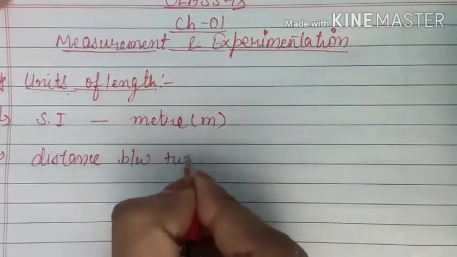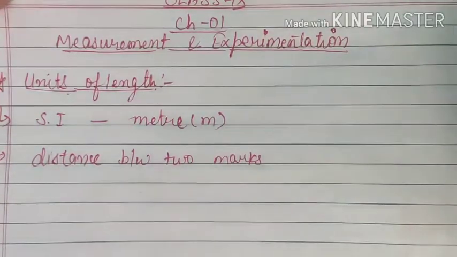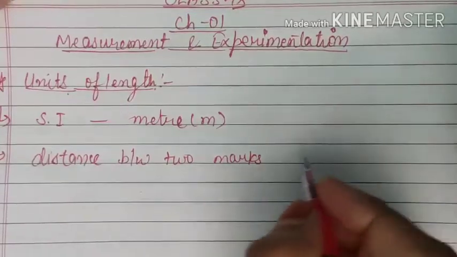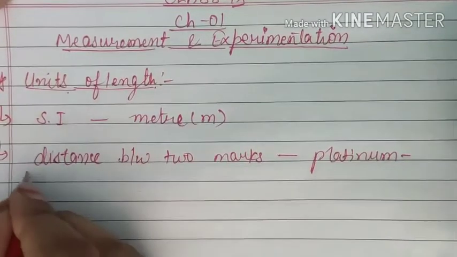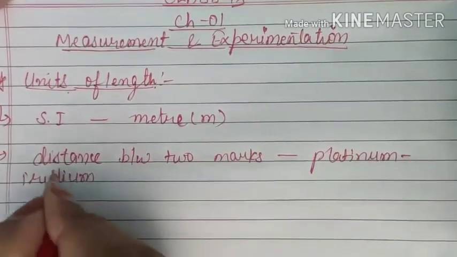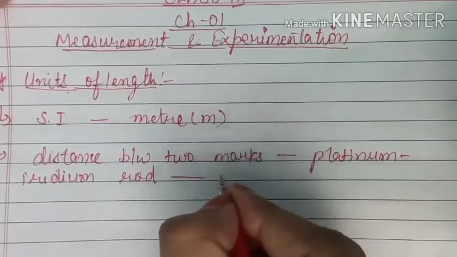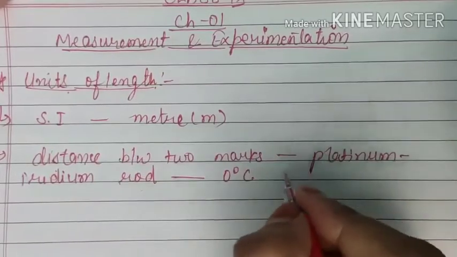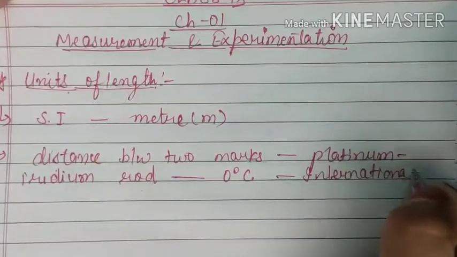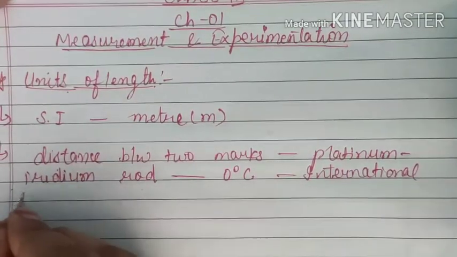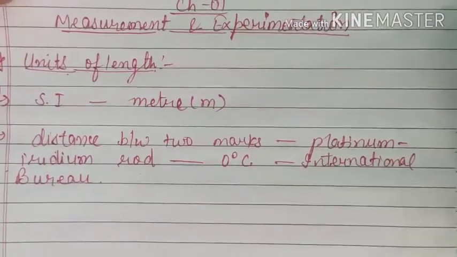on a platinum iridium rod at 0 degrees Celsius, placed at International Bureau. Okay, these are some words written in our definition.